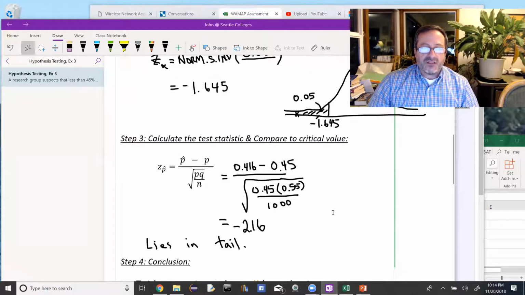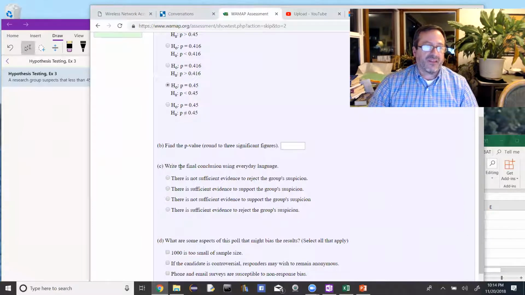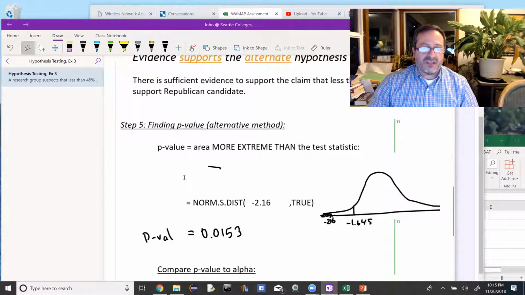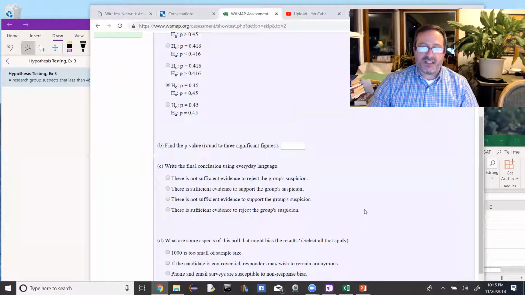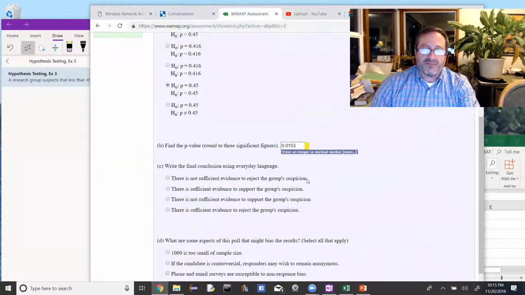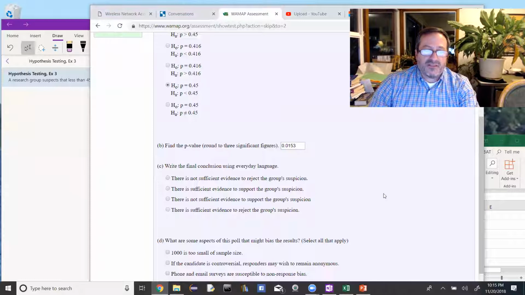Scroll down in WAMAP, they're then looking for the p-value. So that was the last thing we found. 0.0153 to 3 significant figures. So we don't count these first 2 zeros. We need 3 non-zero digits there. Write a final conclusion using everyday language. So let's go back to what I have. There is sufficient evidence to support the claim. They all look the same, so you have to be careful. There is sufficient evidence to support the group's suspicion. Here it is, second one down.